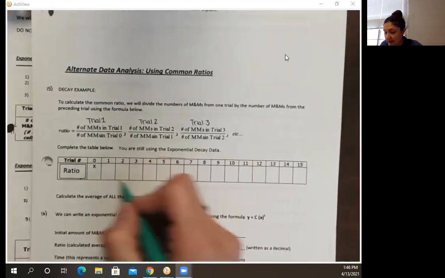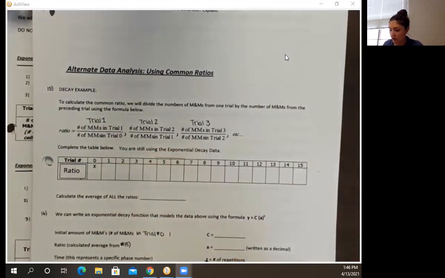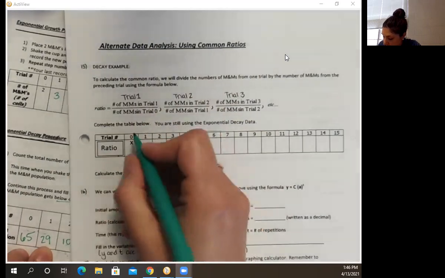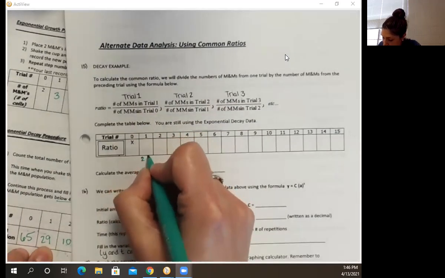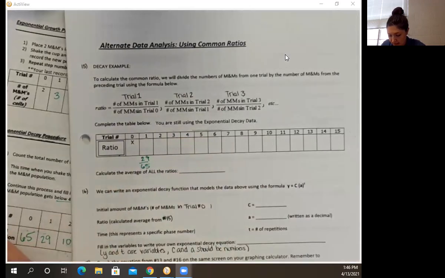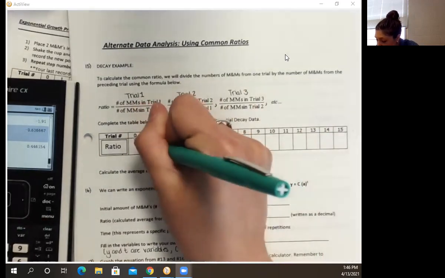And now we're going to look at that common ratio aspect again. So as I turn the page here, we're going to take a look at this decay experiment data, but again, in this ratio format. So we're going to take, for our first box here, 29 over 65. So 29 divided by 65, and I want my answer as a decimal. So I get 0.446, so 0.45.